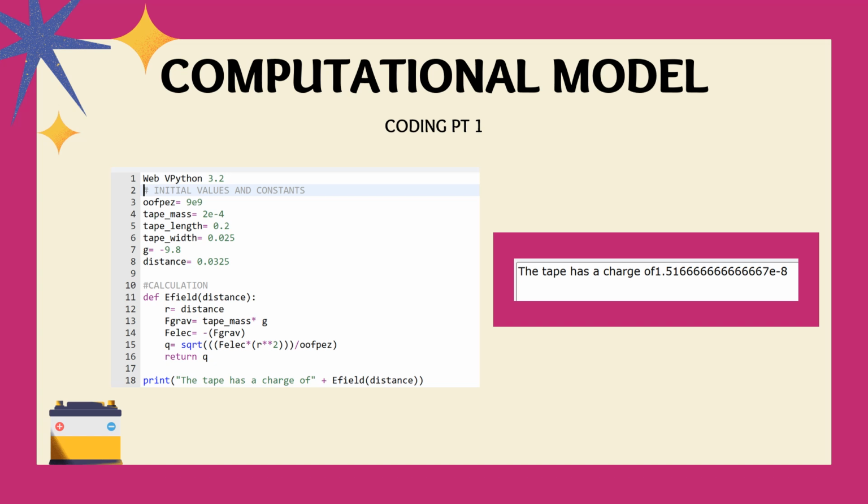In the first part of the code, we calculated the charge of the tape. This was done by setting certain constants and initial values equal to the values measured within the lab. That's what the first few lines of code are. And then further down in the code, we have the calculation portion. So for this, I plugged in the equation for the electric force, and then from there I was able to rearrange variables and find Q, which is the charge of the tape. What we found was consistent with what was discovered in the lab.